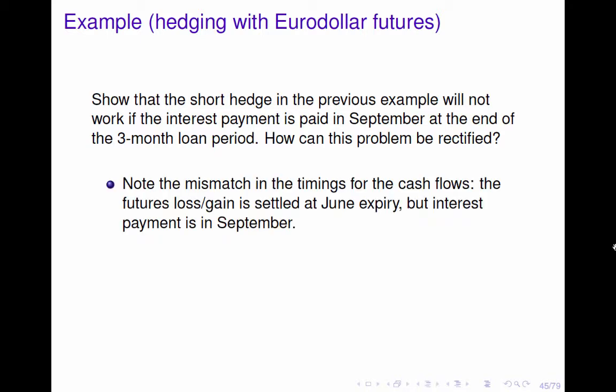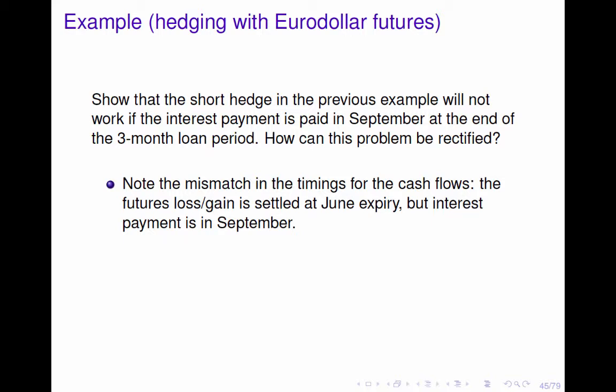First, note that, unlike the previous situation, where the interest payment date matches the settlement date of the profit or loss in the futures position, here the interest is paid in September, while the futures expires in June. Due to the mismatch of the timings for the cash flows, the short hedge strategy proposed earlier will no longer work in this case.